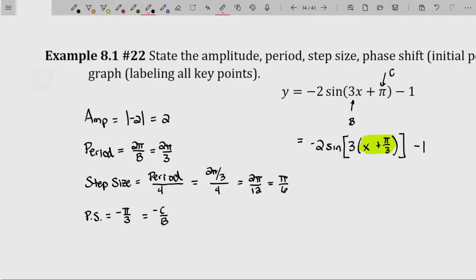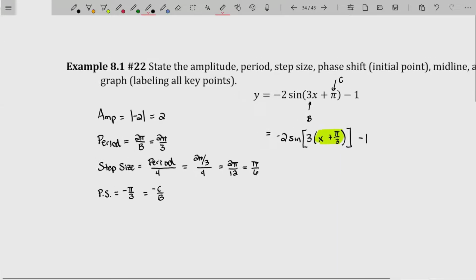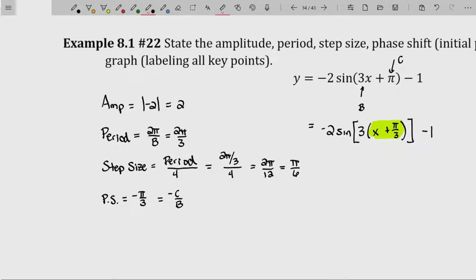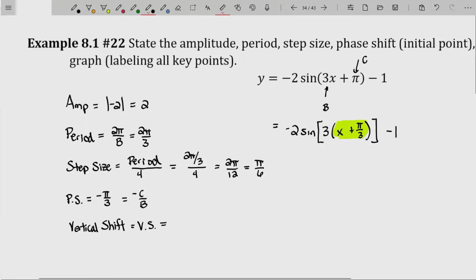And let's see, that's our initial point, midline and graph. Okay, midline, which is also known as a vertical shift. Vertical shift. From this point forward, I will not write that. I will just say VS for vertical shift. And that is the D part.